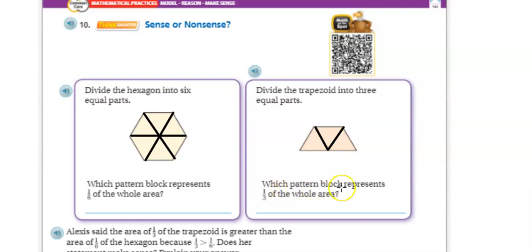And it says which pattern block represents 1/3. That is also a triangle, which is really neat. And you can see that this is over here. Okay, so it has 2. If you put that one over here, you'd have 2 trapezoids over here.